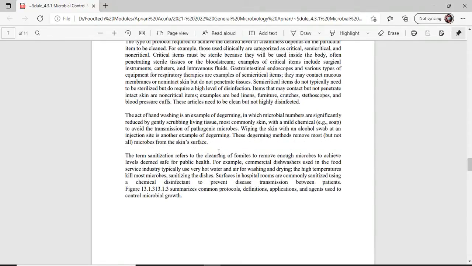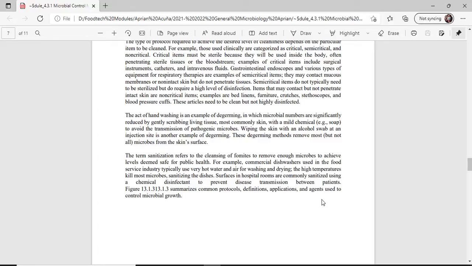And the term sanitation refers to the cleansing of your fomites to remove enough microbes to achieve levels deemed to be safe for public health. For example, your commercial dishwasher used for the food service industry typically uses hot water and air for washing and also drying. The high temperature kills most microbes and sanitizes your dishes. And also, surfaces in our hospital rooms are commonly sanitized using a chemical disinfectant to prevent disease transmission between patients and to the public.